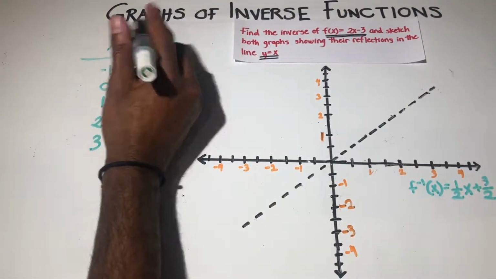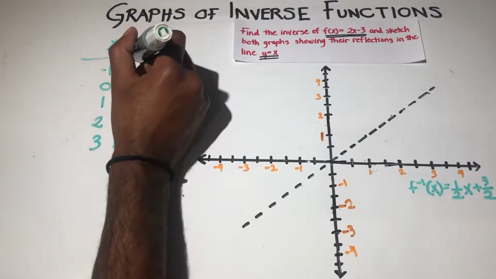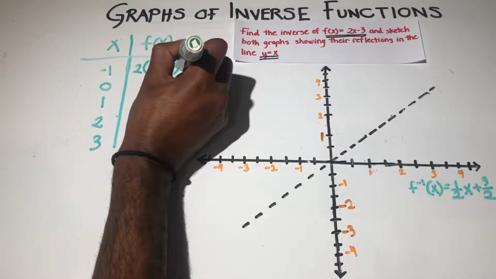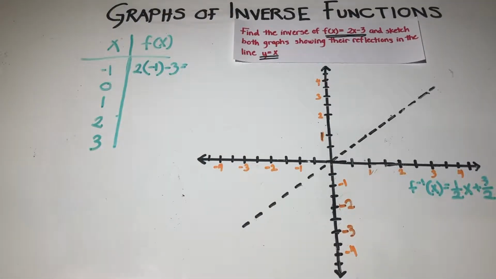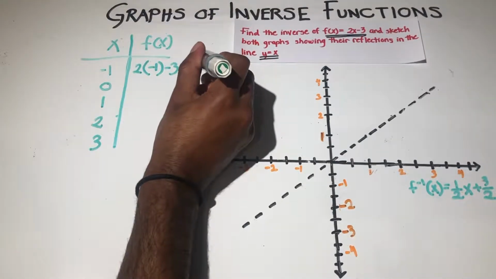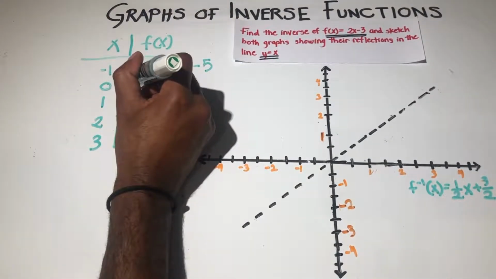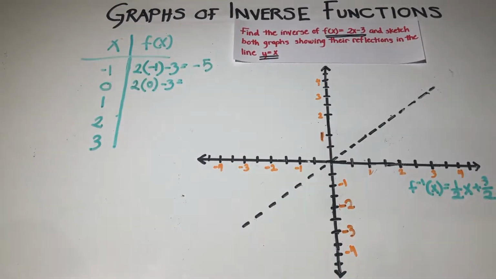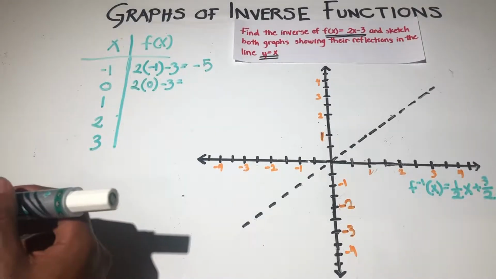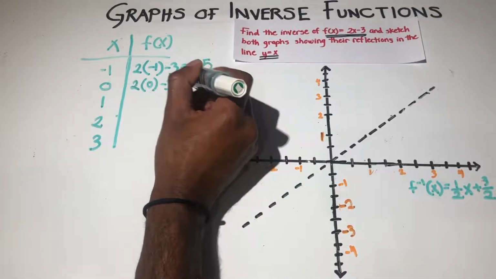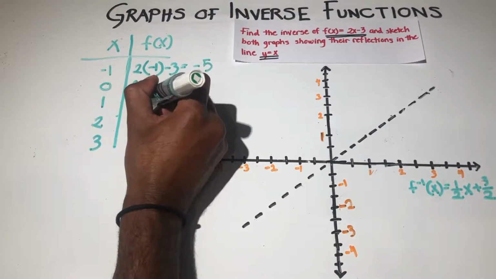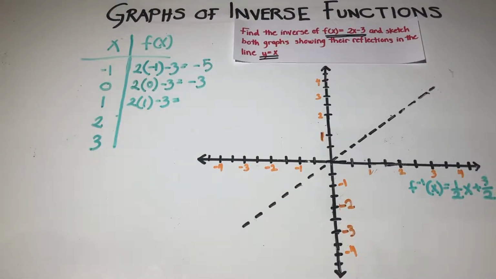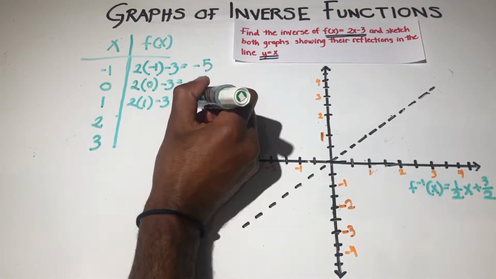Then taking each x and plugging it in for the x in f of x, we're going to get 2 times -1 minus 3. 2 times -1 is -2. And then -2 minus 3 is just going to give us -5. For 0, we're going to get 2 times 0 minus 3. That's just 0 minus 3, which is -3. We have 1: 2 times 1 minus 3. 2 times 1 is 2, minus 3. That's going to give us -1.